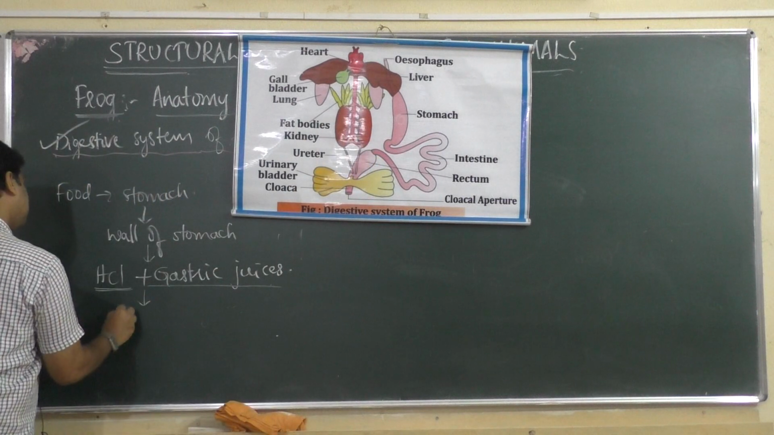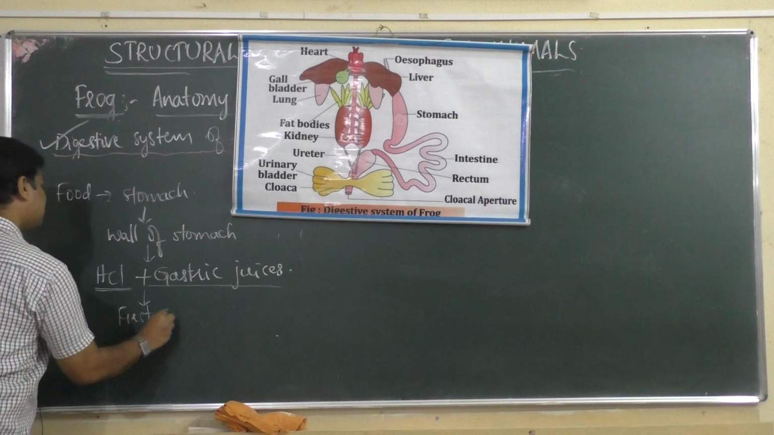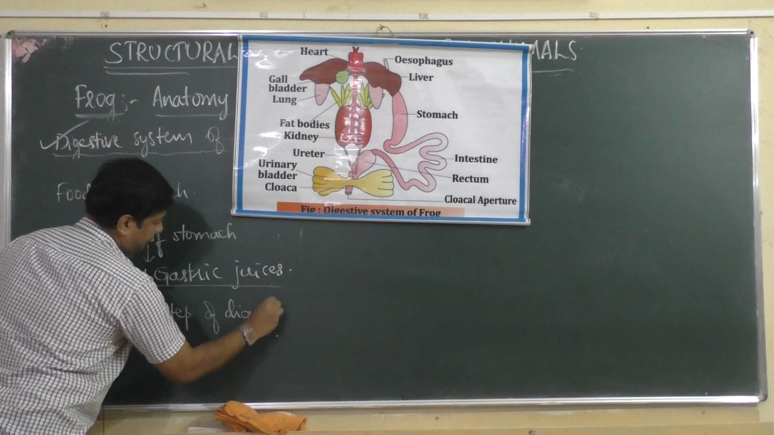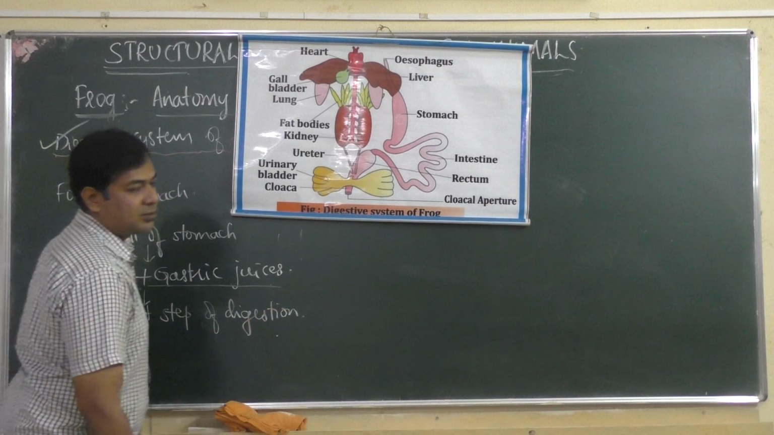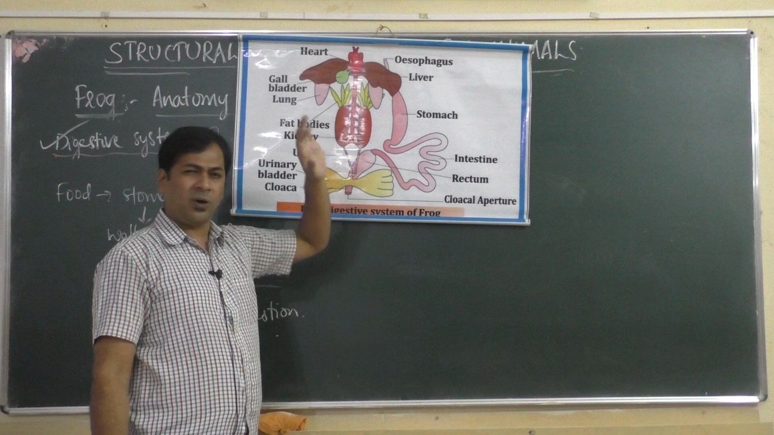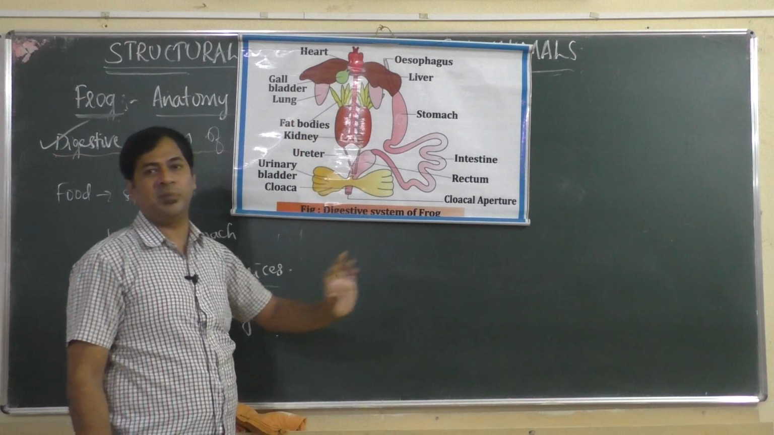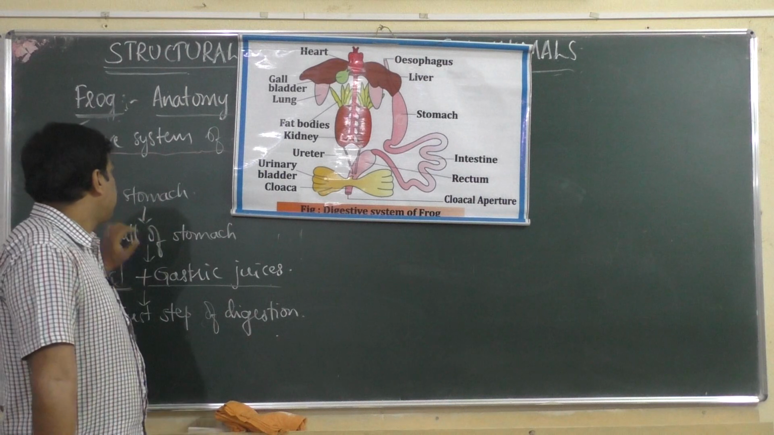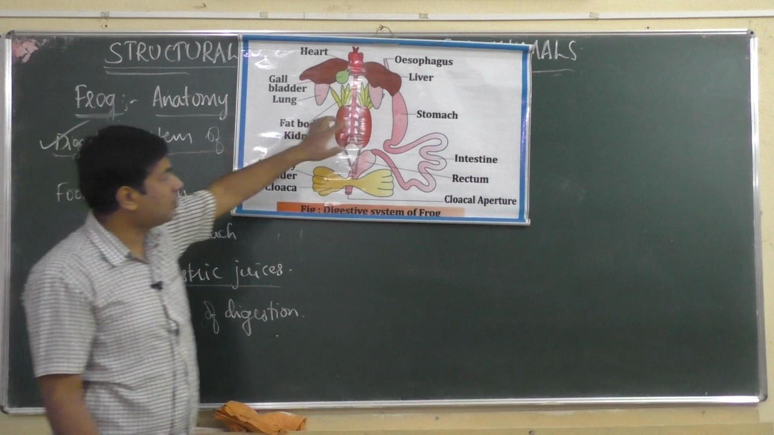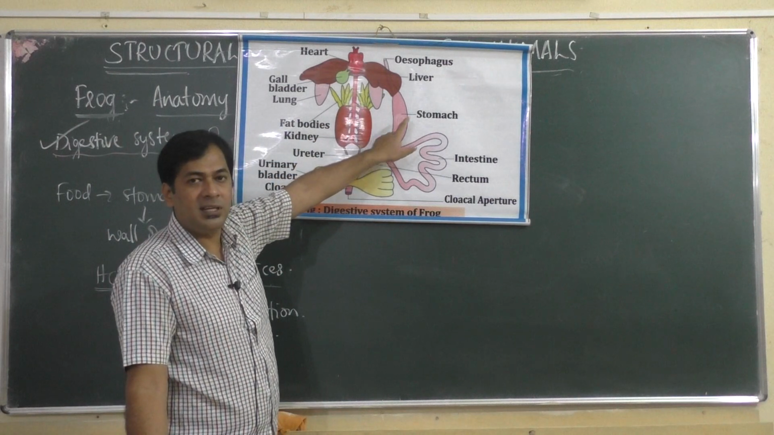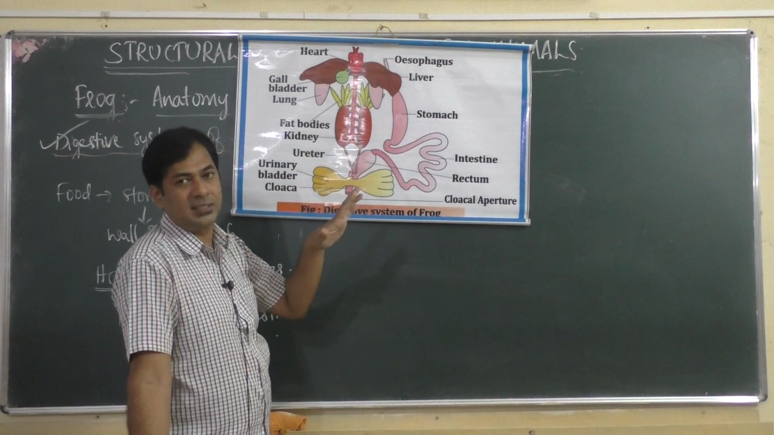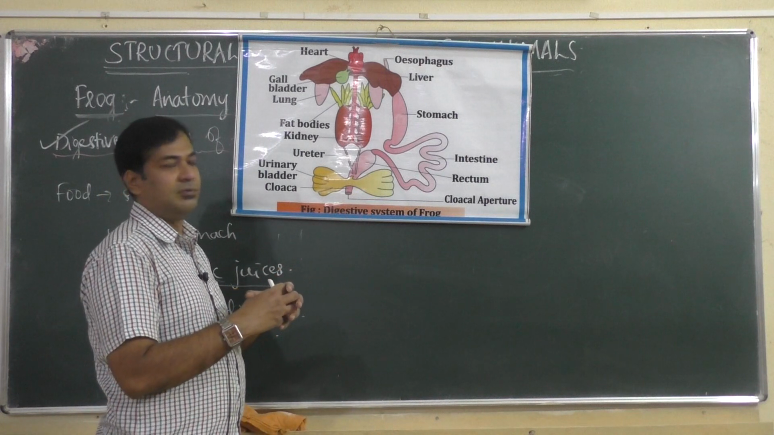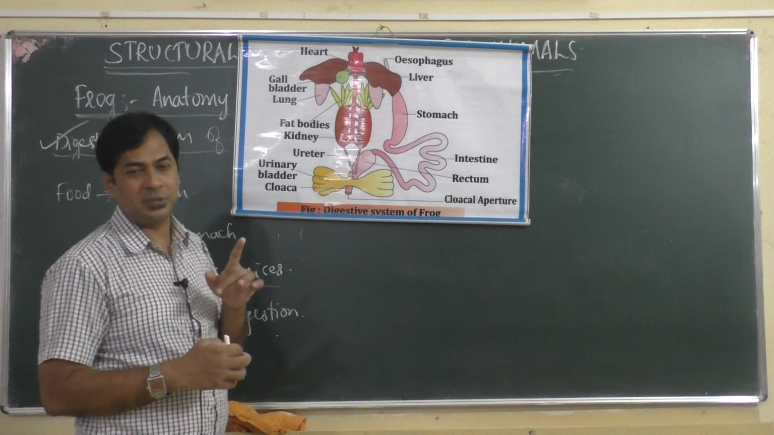So it is the first step of digestion. The interesting fact to note is the digestive system is almost 99% the same as in human beings. Even in human beings, the same things happen. When food comes to the stomach, the wall of the stomach will release hydrochloric acid and gastric juices. Both will mix, HCl and gastric juice mix with food. Then the first step of digestion happens in the food.